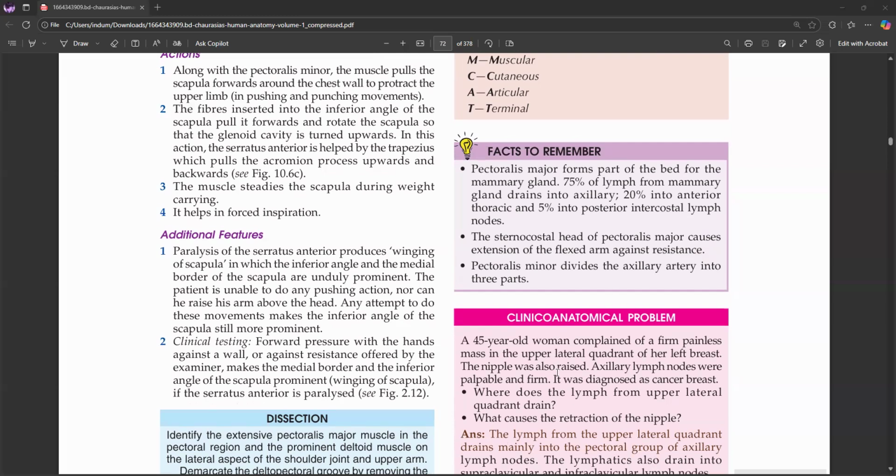In this action, the serratus anterior is held by the trapezius, which pulls the acromion process upwards and backwards. The muscle steadies the scapula during weight carrying. It helps in forced inspiration.